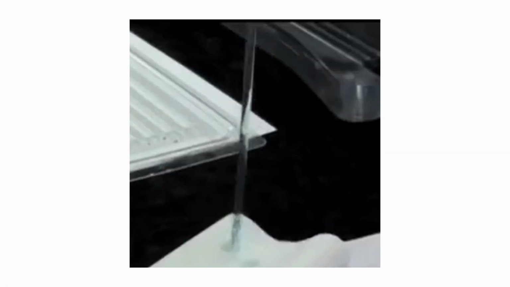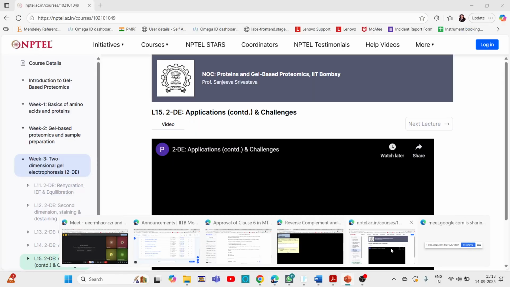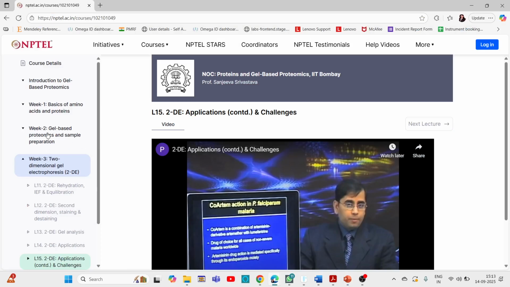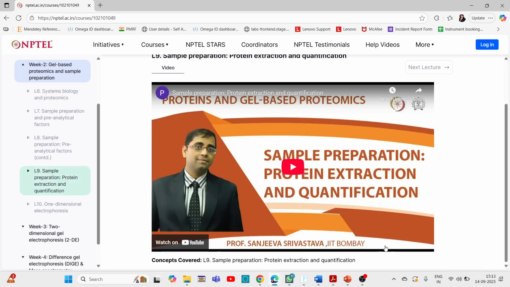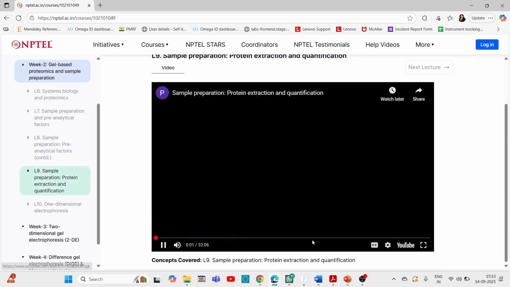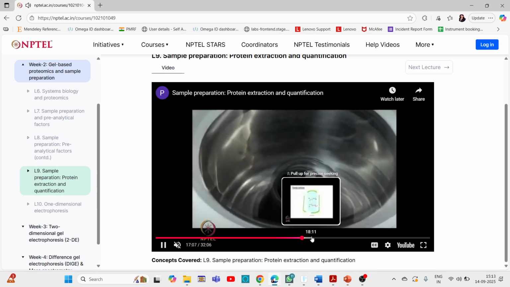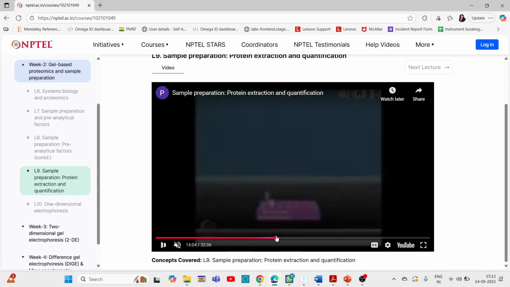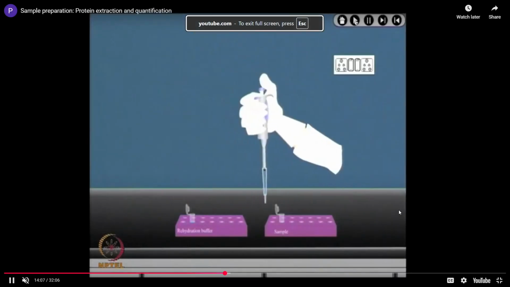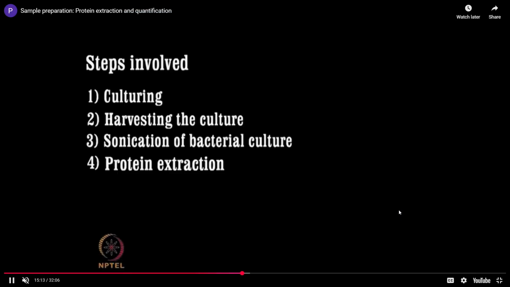Then in terms of the second dimension, in order to explain this, what I was thinking was I'll go through the lecture 9 video. So this is about sample extraction. I'll just stop this. Okay, so this is how the initial protein extraction is. These are the steps.